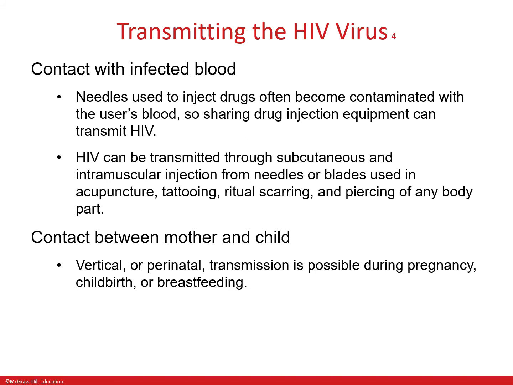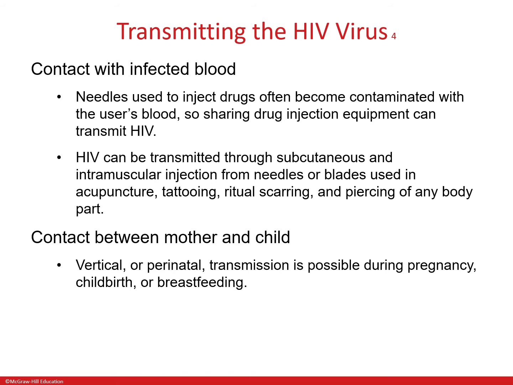Getting in contact with infected blood. So needles are used to inject drugs like heroin, cocaine, or anabolic steroids, and are contaminated with the user's blood. If needles are shared, small amounts of one person's blood are injected into another person's bloodstream. About 6 to 9% of all new U.S. cases of HIV are caused through sharing of drug injection equipment contaminated with HIV. So HIV can be transmitted through subcutaneous or intramuscular injection as well, from needles or blades used in acupuncture, tattooing, ritual scarring, and piercing of any body part.